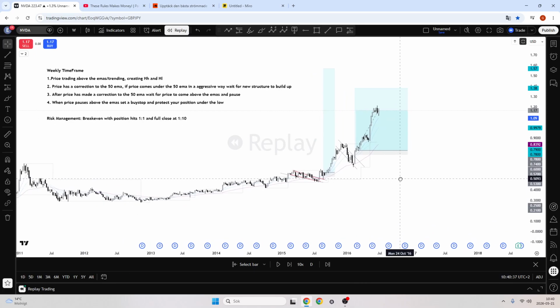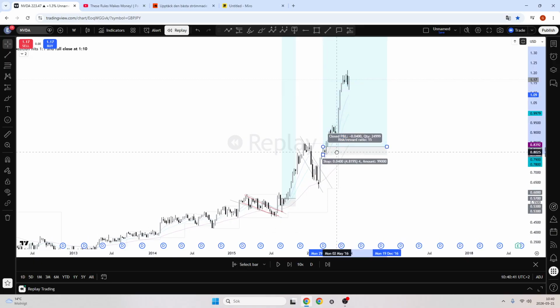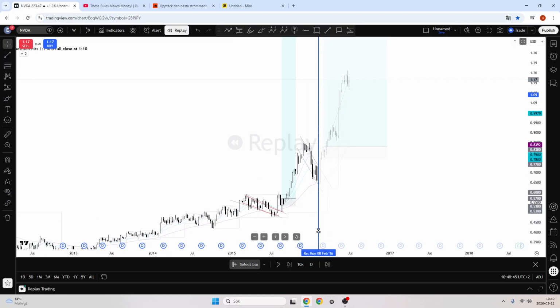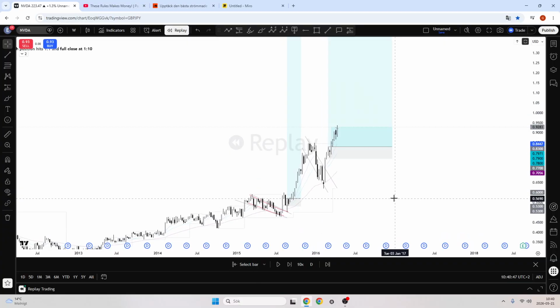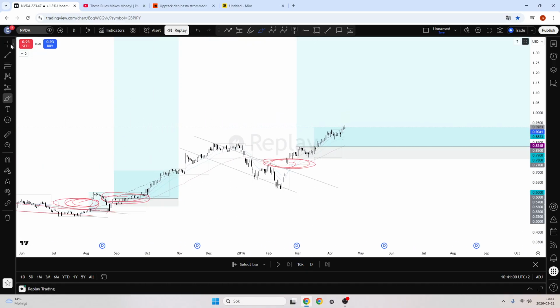Well, here's NVIDIA. So let's check this area. This would be the trade on NVIDIA. So let's do like this. So we would start to check NVIDIA probably right here and probably right here somewhere on a daily.